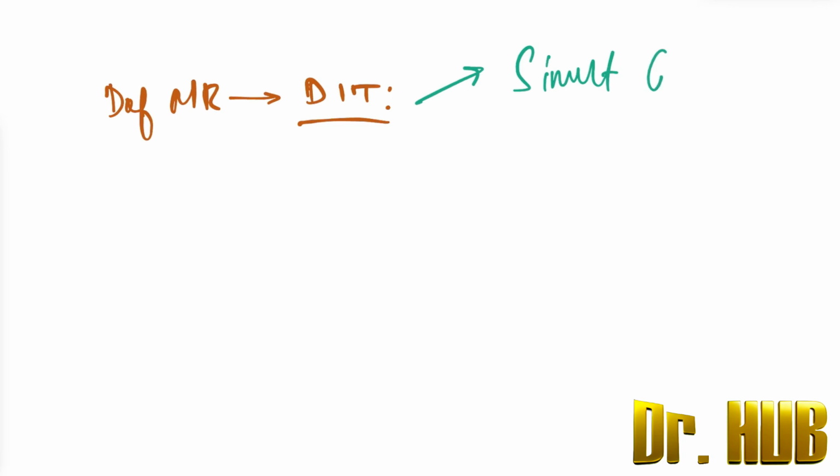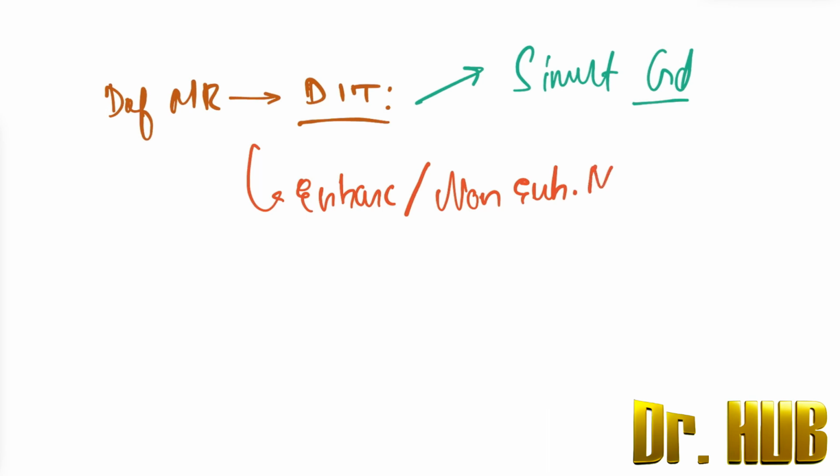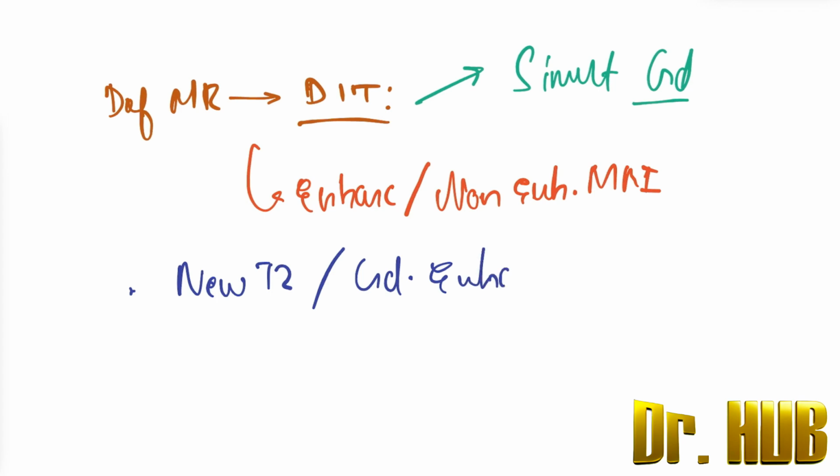Now let's look at the definition of the MRI evidence of dissemination in time. The first is DIS, dissemination in space. For dissemination in time, there is the simultaneous presence of GD, that is gadolinium, enhancing and non-enhancing MRI lesions at any time. Next, there is a new T2 or GD enhancing lesion on the follow-up MRI.